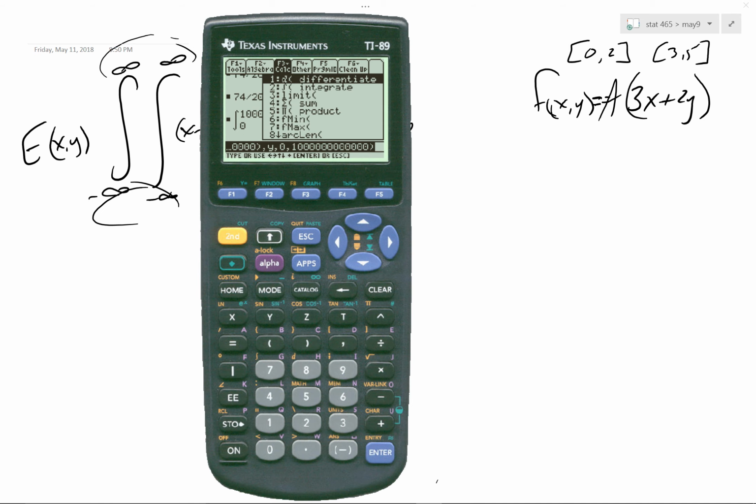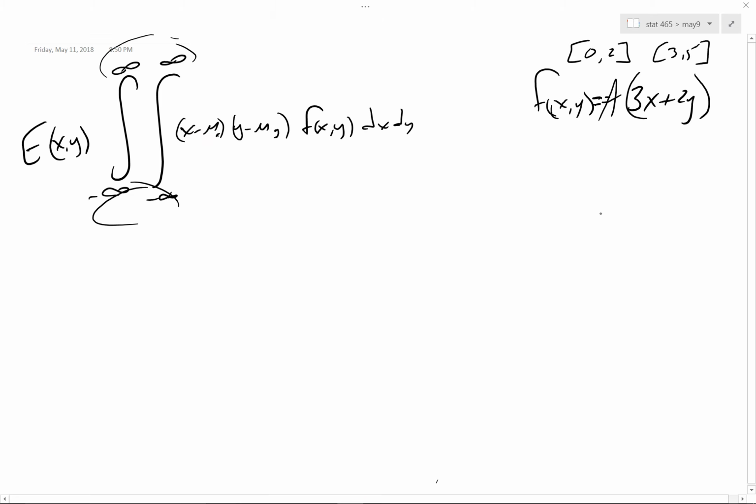All right, so double integral. I'm not going to put the A in there. We'll put that in later when we're all done. So x, 0, 2, y, 3, 5. So 44. So A is 1/44. There we go. Cool.